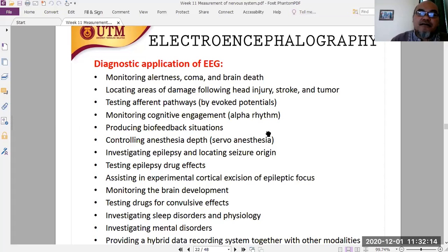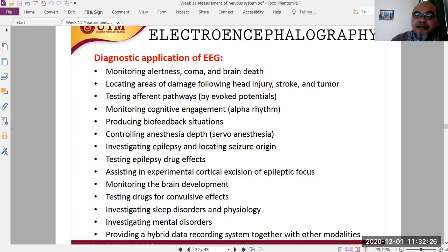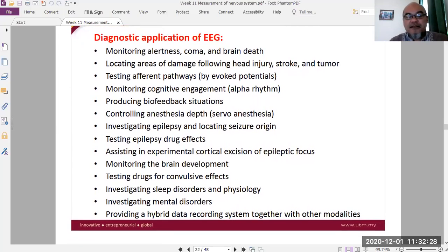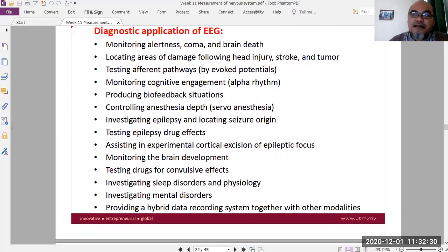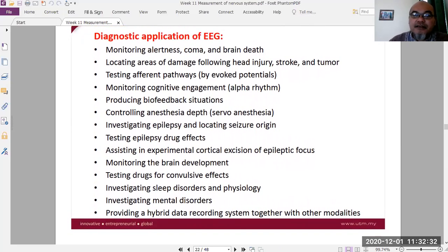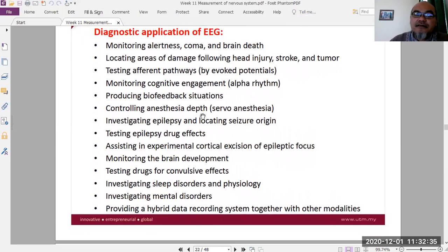So when the anesthetic specialist puts a person in anesthetic condition, then EEG can also be used to monitor the depth of how that anesthetic drug works. Investigating epilepsy and locating the origin of the seizure. Testing epilepsy drug effects. Assisting in experimental cortical excision of epileptic focus.